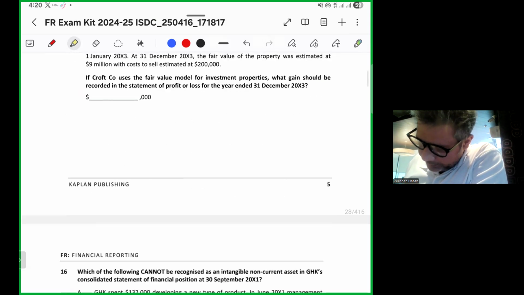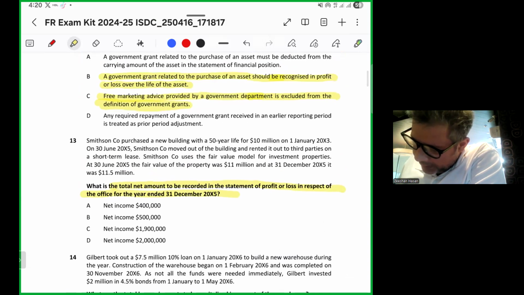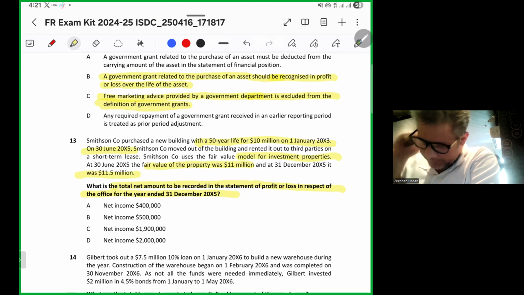Let's solve it. Year end is 31st December. We purchase a new building with a 50-year life for 10 million on 1st January X3, 2 years back. On 30th June X5, Smith Company moves out of the building and rents it out to third parties on a short-term lease. Smith Company uses the fair value model for investment properties. At 30th June X5, the fair value of the property was 11 million, and at 31st December X5, it was 11.5 million.